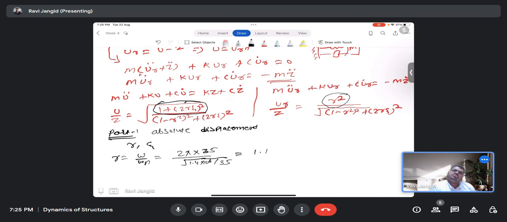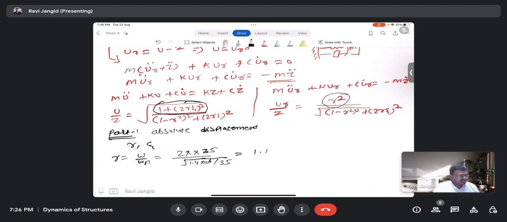Anyone? 5.49 into 10 power minus 3. So 5.5 into 10 power minus 3. No, no, you are doing some miscalculation. Omega is your 2 pi into 35, and your omega n is the square root of 1.4 into 10 raised to power 6 divided by 35. Okay, I think I missed the root. 1.1, yes, 1.1.